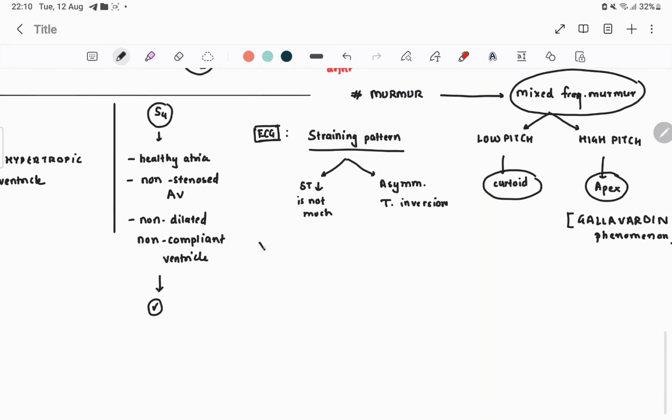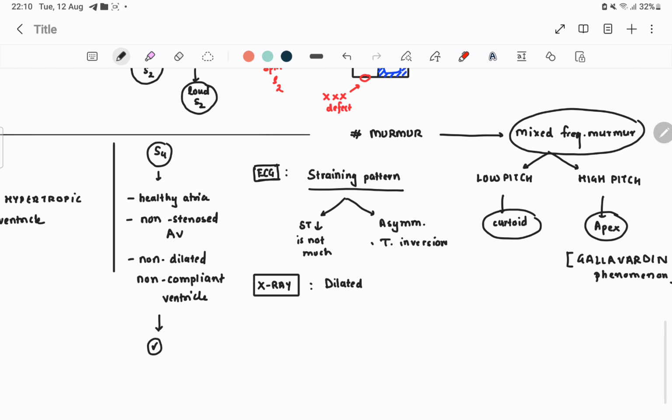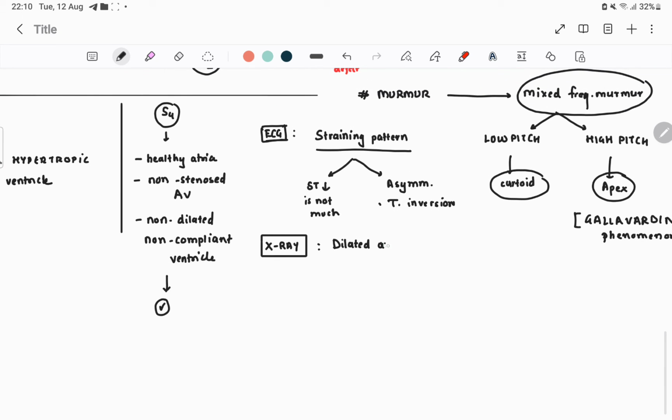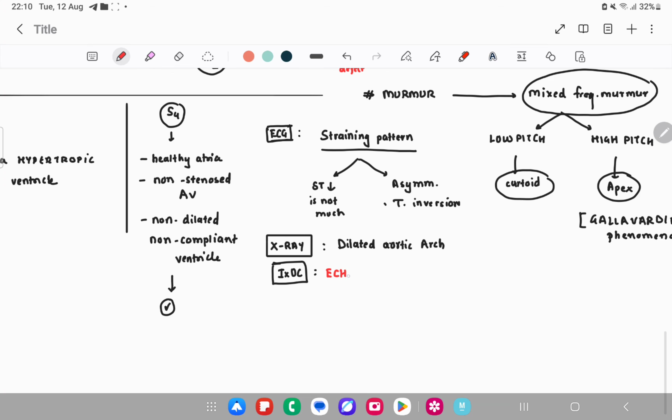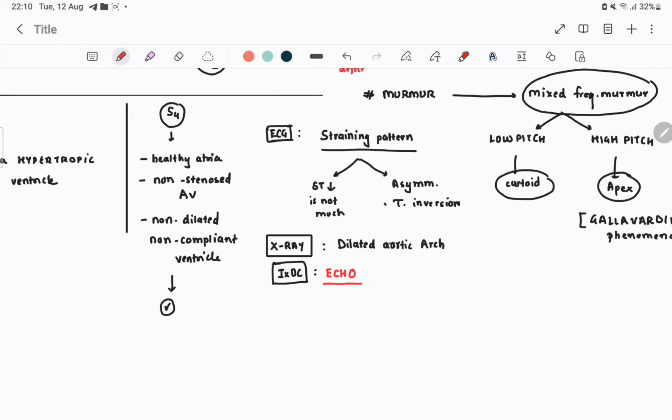If I talk about X-ray, then you will see a dilated aortic arch. And what is the investigation of choice? Always the investigation of choice will be echocardiography. With this we come to the end of the diagnosis part.